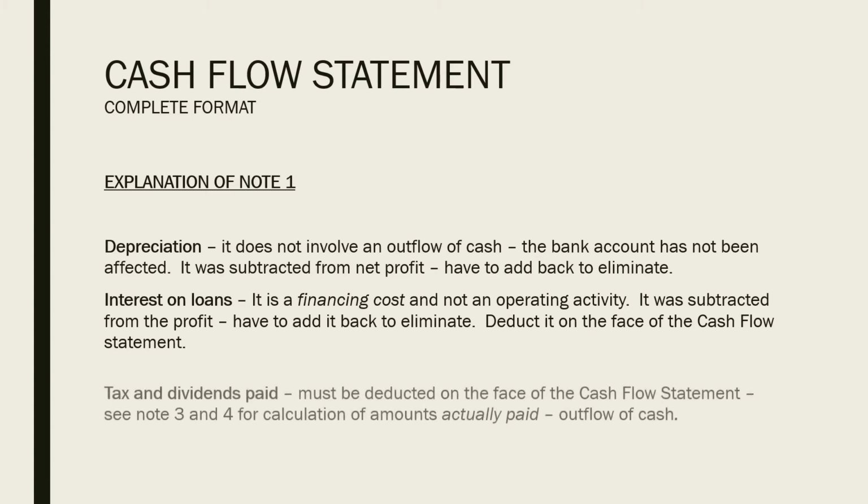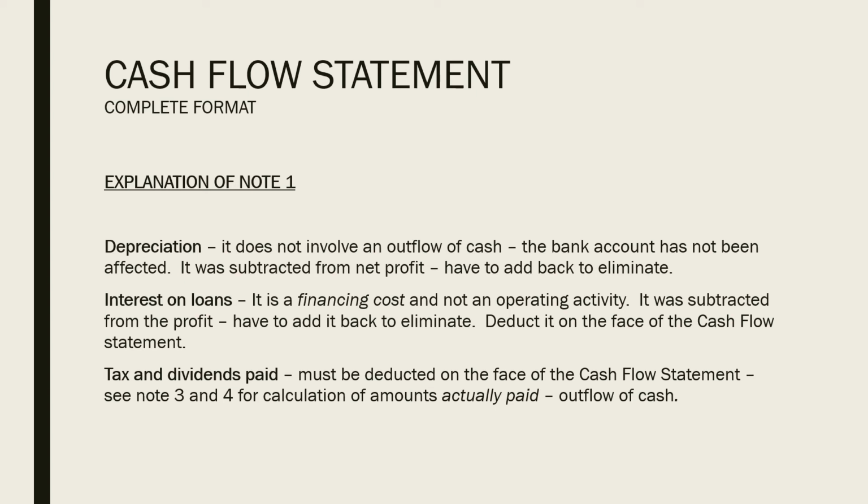Lastly, the taxes and the dividends that were paid. On the cash flow statement, these must be deducted on the face of the cash flow statement. So when we go to note 3 and note 4, we are going to calculate the amounts that were actually paid. And this is always going to be a payment. Taxes and dividends are always going to be a payment, so it is always going to cause an outflow of cash, which means that it is going to be bracketed. So we don't include the taxes and the dividends because they are going to be shown separately.